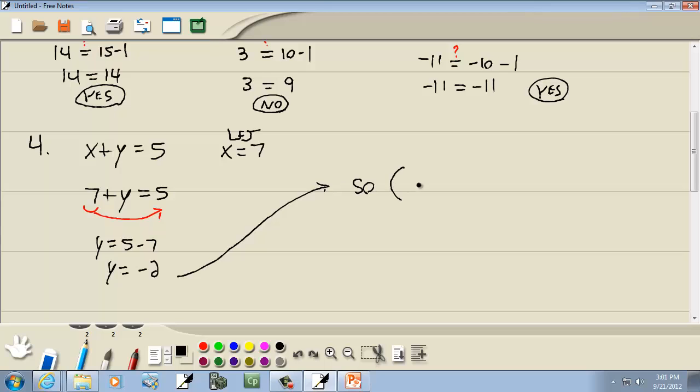So to write down our point, you put your x part first, and they told us x is 7. And then you put your y part, which is negative 2. And that would be your answer.